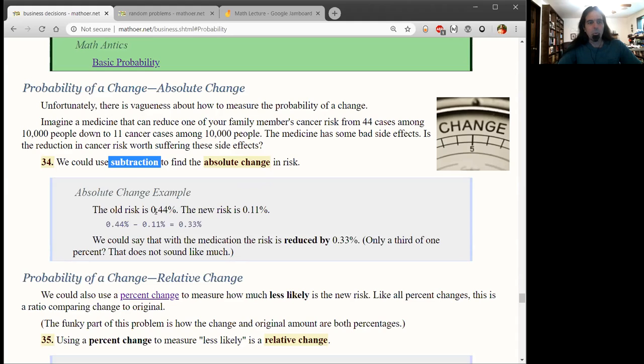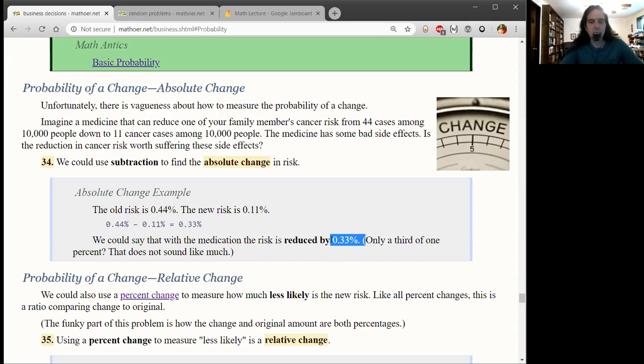The old risk was 0.44%. That's 44 divided by 10,000. The new risk is 0.11%. That's 11 divided by 10,000. So we'll take those two risks and subtract them, just like how many apples would be in your garage. So 0.44% minus 0.11% is 0.33%. So in this case, it doesn't sound like much of a reduction, 1/3%.